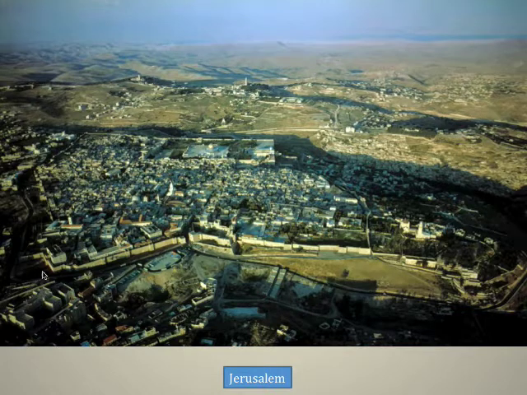And the main city of the southern part of the Central Hills is Jerusalem, seen here from the air, looking east toward the Jordan River Valley and Jordan, modern-day Jordan, which is in the mists back there.